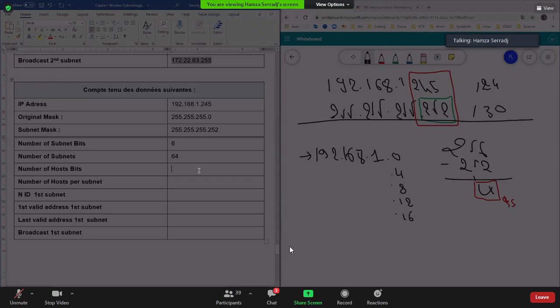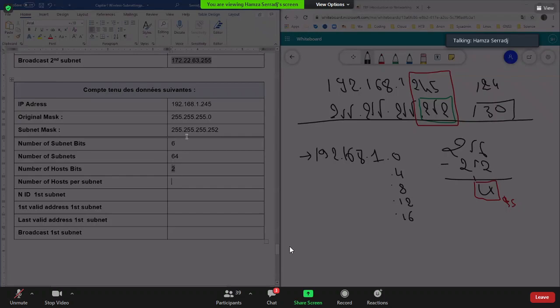Number of host bits. Easy, 2. That's it. 32 minus 30, right? I need to know what the remaining bits are. From all this 32-bit sequence of IPv4, I have 30 that do the job of the network. How many are still there for the host? 2 bits, right? From 30 to 32. So 2 bits still for the hosts.